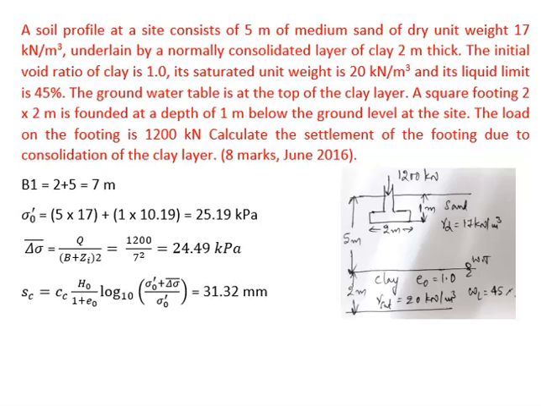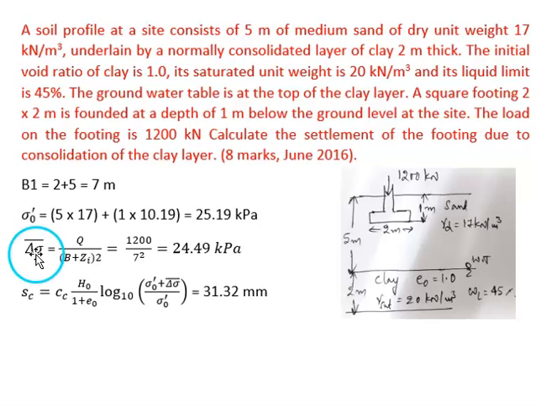This is also a similar problem. Here the soil profile is given, having a sand layer and a clay layer, and the footing is at a depth of 1 meter in the sand layer. Here we should find the settlement of the clay layer, for which we should calculate the sigma naught dash and delta sigma dash values.